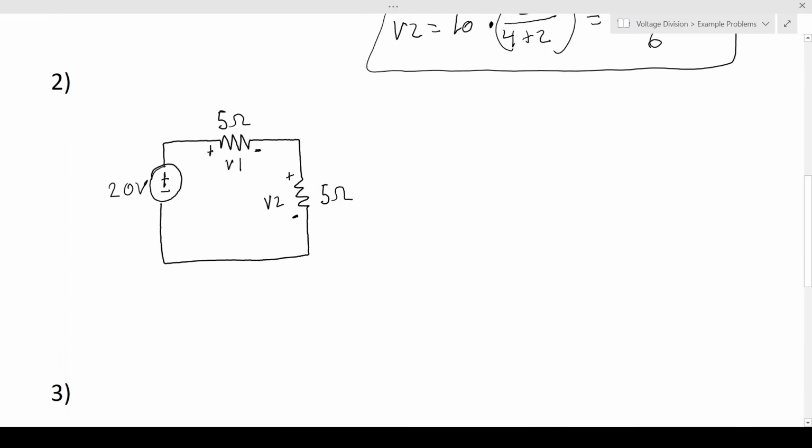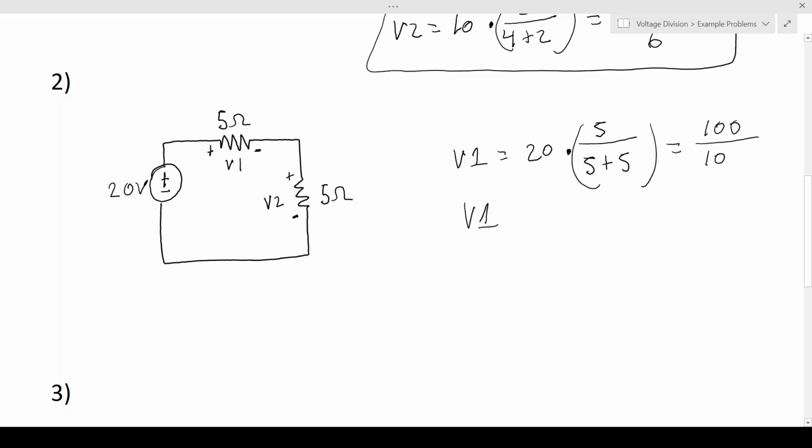Next, we will do the same thing for problem number 2. We know that V1 is equal to Vs times R1 divided by R1 plus R2. So let's just plug in our values. 20 times 5 divided by 5 plus 5. And we get V1 is equal to 100 divided by 10. We could simplify that to 10 volts.